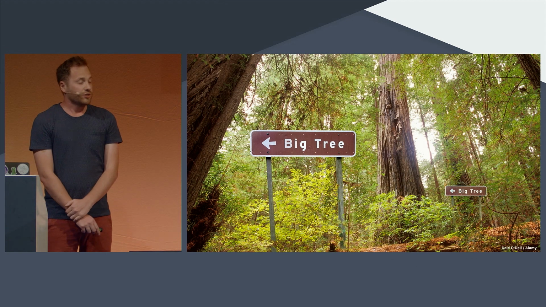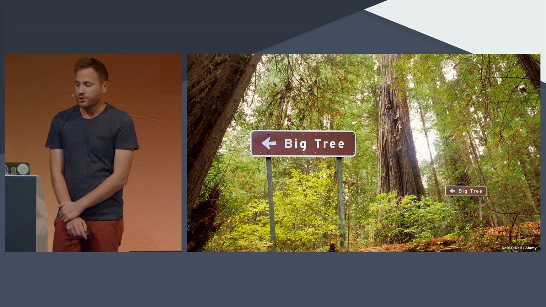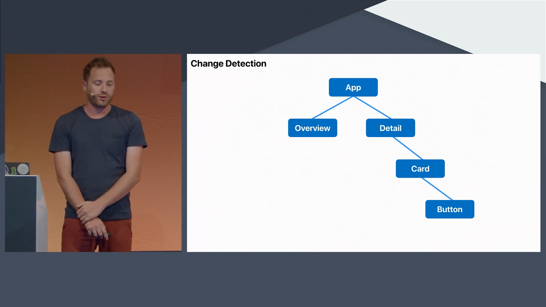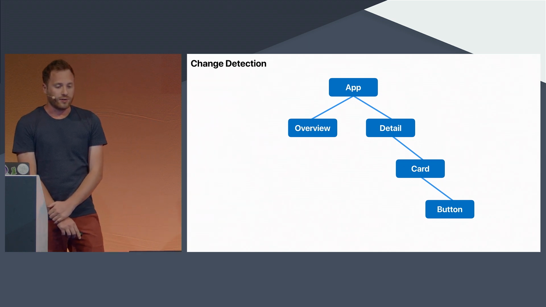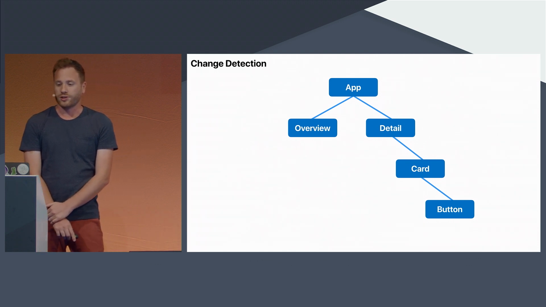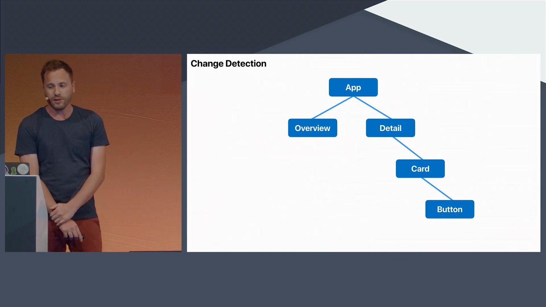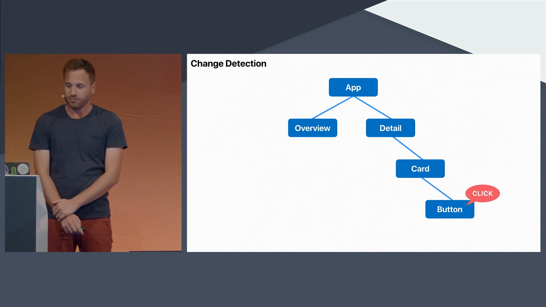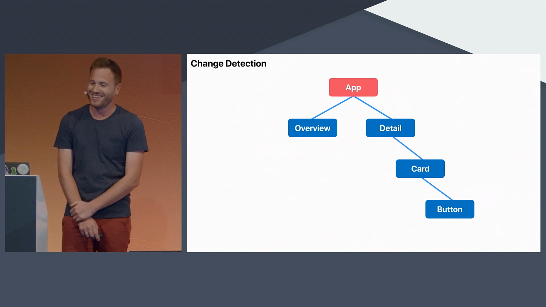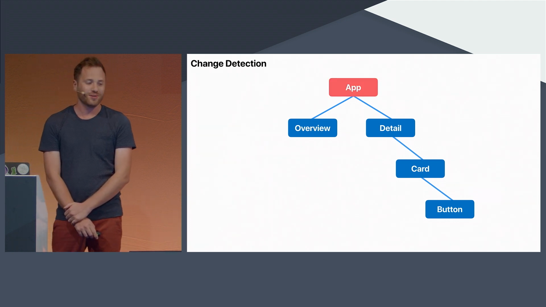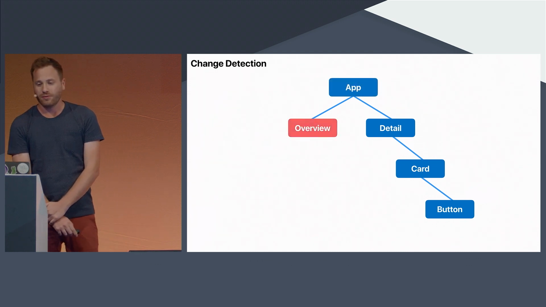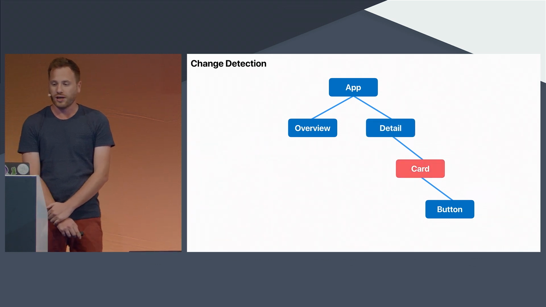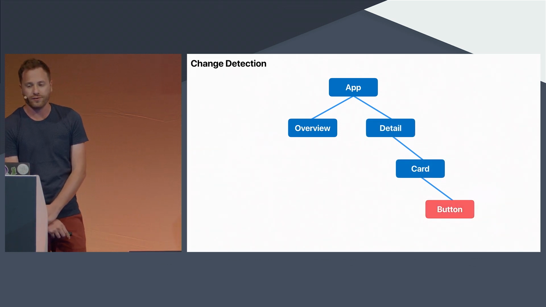You also might know that change detection is tree-based. So when we look at a component tree like this, with an app component on the top, an overview and a detail component, and a card and a button component that are the children of the detail component, let's say we want to click a button. The change detection kicks in. It starts traversing the component tree, starting at the top with the app component, bubbles down to the overview and detail component, goes to the card component, and so on until it reaches a leaf, the button component.